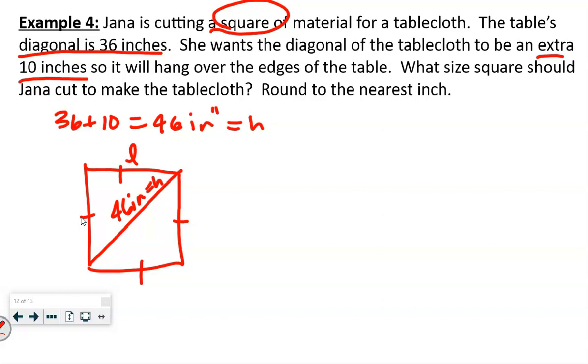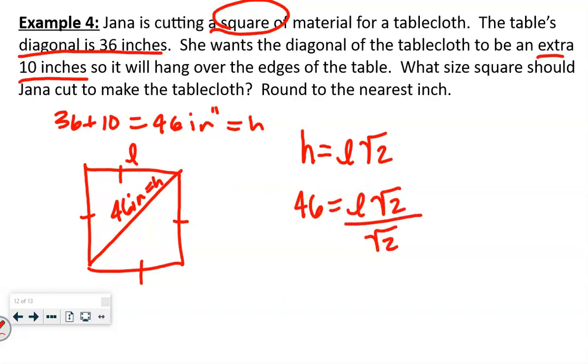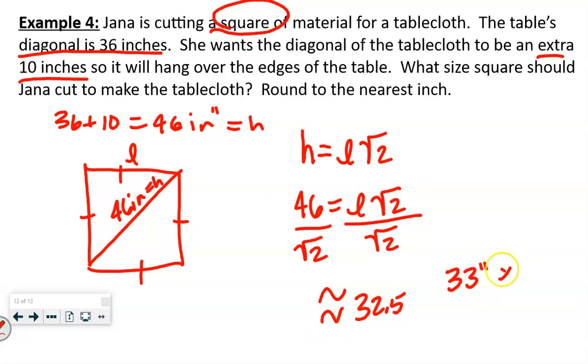So, again, we want to solve, so we don't know what L is, so we're just going to leave L as it is, and then we're going to say that H is equal to L square root of 2, right? So that's 46 is equal to L square root of 2. So we're going to divide both sides by the square root of 2 here. And you're just going to do this in the calculator just like it is. Now, if you have a TI 30, then you want to do the square root of 2, get that as a number, and then divide 46 by that, okay? So 46 divided by the square root of 2 is actually 32.5. So this is approximately 32.5, and it says round to the nearest inch. So that means that this is going to be 32 inches by 33 inches, by 33 inches.